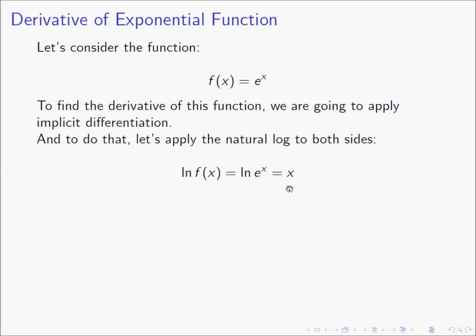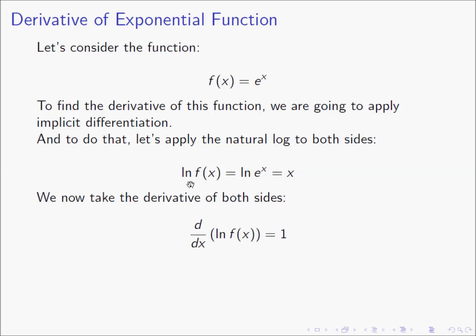And now we're going to use implicit differentiation and apply the derivative to both sides. This will simplify the calculation because, well, we know how to take the derivative of the natural log. But here we need to apply the chain rule because this is a composite function. We have the natural log of another function, so we need to apply the chain rule.